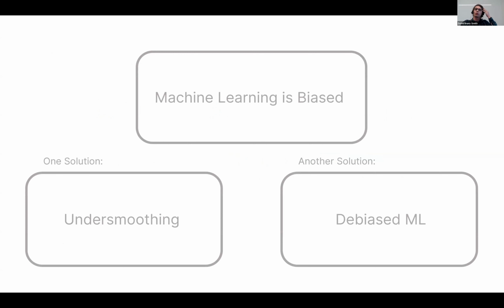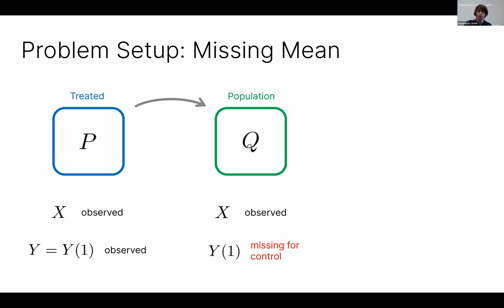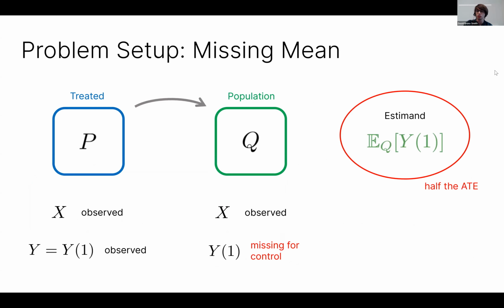We're going to start with a quick review, mostly introducing notation, about using machine learning to estimate the ATE. I'm going to use a totally standard missing mean setup. We have a treated group that we denote by P, where we observe covariates X and potential outcomes Y1. We want to transfer that to the entire population, which we'll write Q, where we observe covariates X, but Y1 is missing for the control units. We're going to try to estimate this mean, which is partially missing and is equal to half of the ATE.